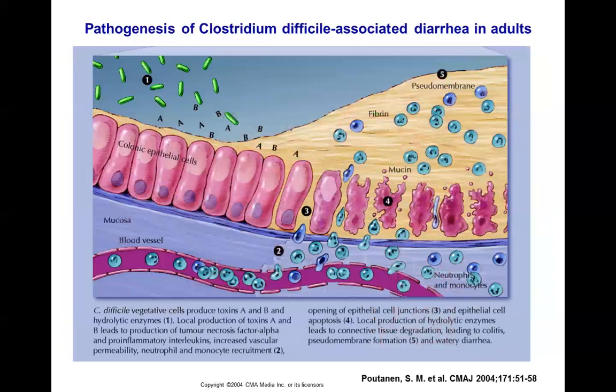This is essentially the battle between good and evil. So here's your vegetative C. diff right here, producing their two toxins, toxins A and B. And it's that interaction with the colonic epithelial cell that causes the damage. And so it's really the IL-8 that is the driver of neutrophils into this site of infection. And that's the characteristic pseudomembranous plaques that you see. So if you get the colonoscopy, it's really the fight between good and evil that you're looking at there. And it's not the toxins per se, but the interaction between the colonic epithelial cells and our own inflammatory response causing a lot of the damage that we're seeing.